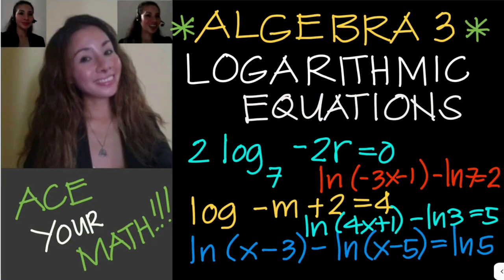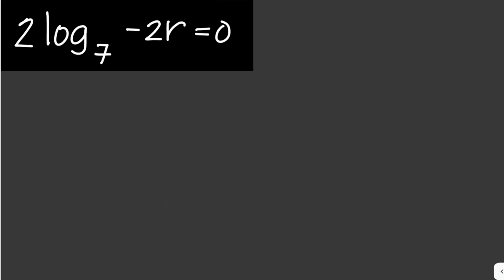This video is a continuation of the previous video on solving logarithmic equations and expressions. So we're given here 2 logarithm of negative 2r to the base 7 equals 0. Then we need to solve for the value of r.